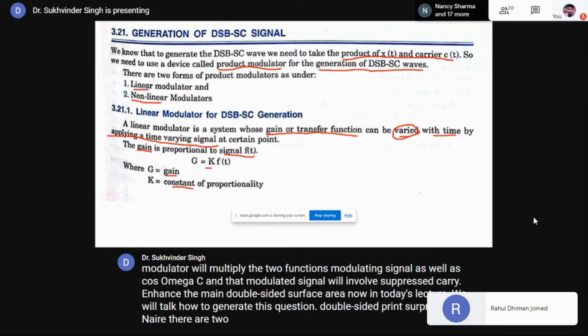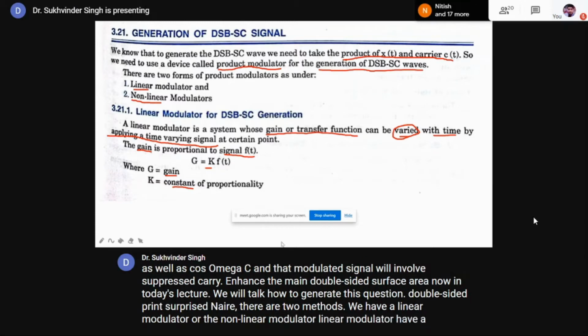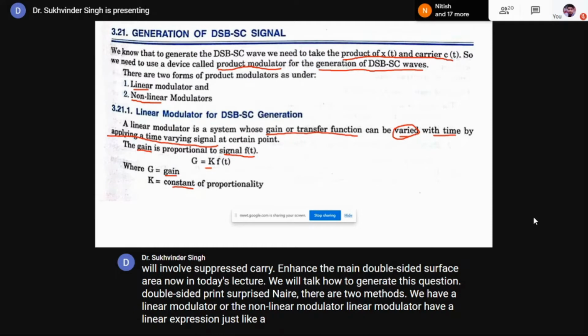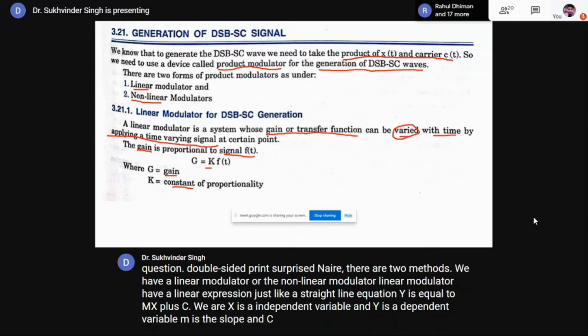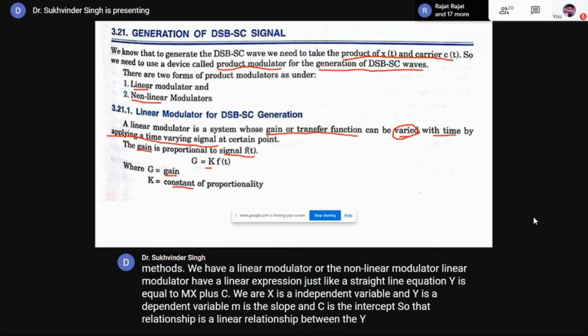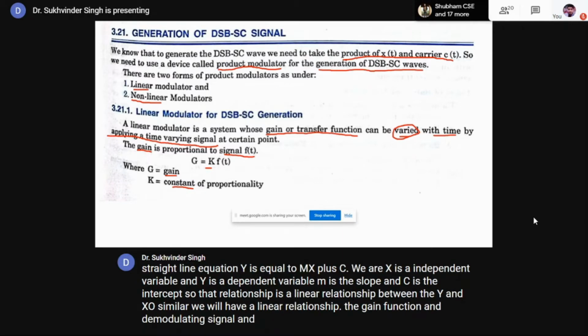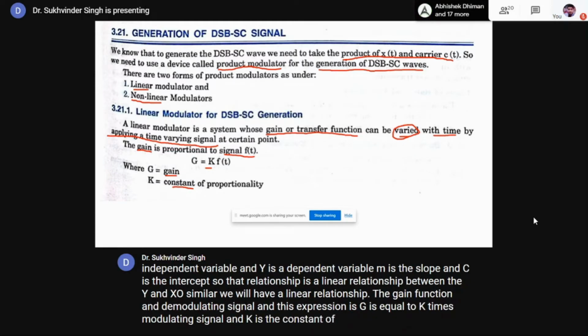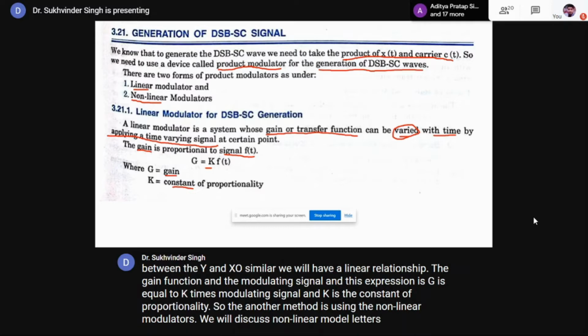There are two methods. We have a linear modulator or the non-linear modulator. A linear modulator has a linear expression just like a straight line equation, y = mx + c, where x is an independent variable and y is a dependent variable, m is the slope and c is the intercept. So that relationship is a linear relationship between y and x. Similarly, we will have a linear relationship between the gain function and the modulating signal. This expression is G = K times the modulating signal, and K is the constant of proportionality. The other method is using non-linear modulators. We will discuss non-linear modulators later.